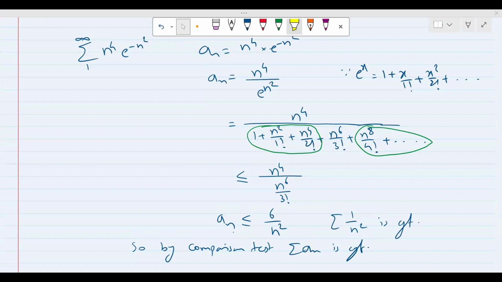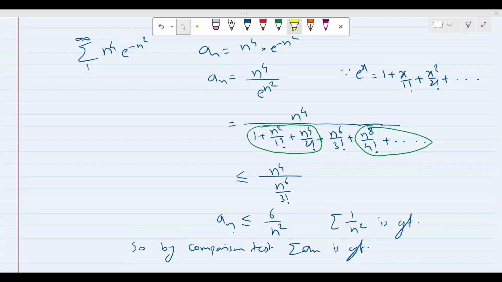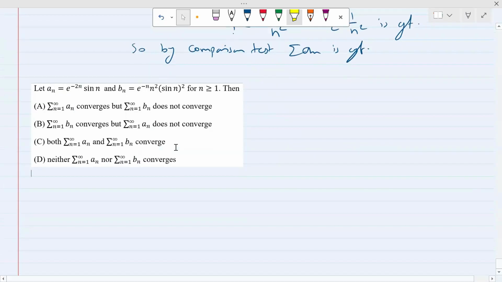Let's try one more. There are two sequences an and bn, and we want to conclude about series an and series bn, whether any of these is convergent or whether any of these is divergent.